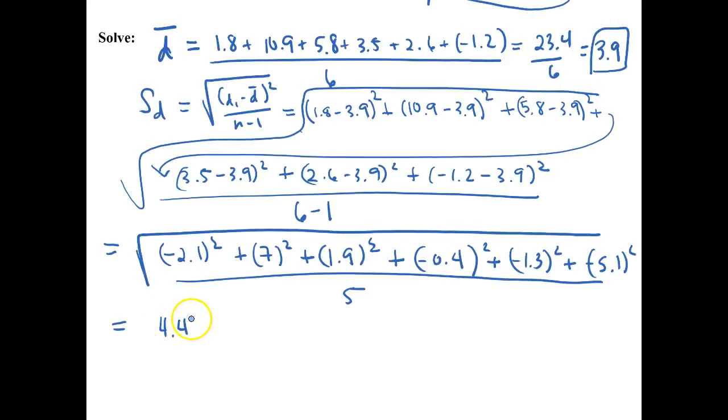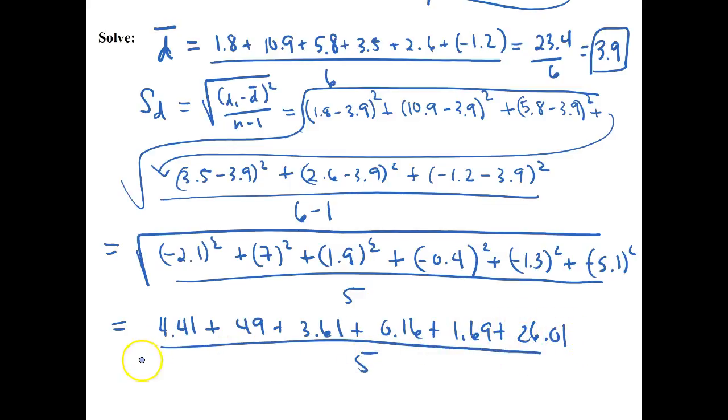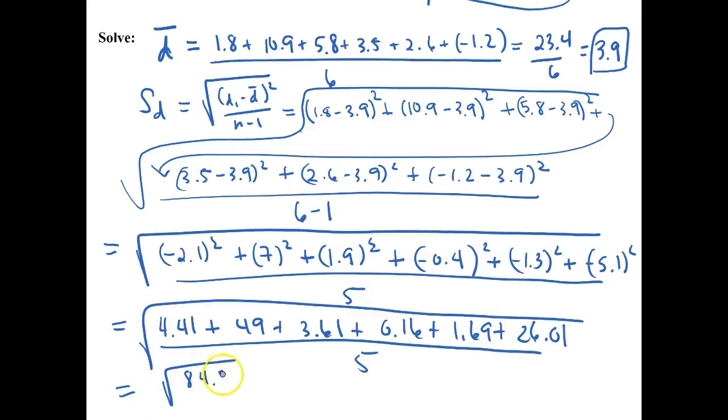If we keep going along, if we square these values, we'll get 4.41 plus 49 plus 3.61 plus 0.16 plus 1.69 plus 26.01, all divided by 5. Take the square root of this. This is then equal to the square root of 84.88 divided by 5. This is equal to the square root of 16.976. And this is the variance, take the square root of it, and we finally will get the standard deviation of our differences, and that will be 4.12.